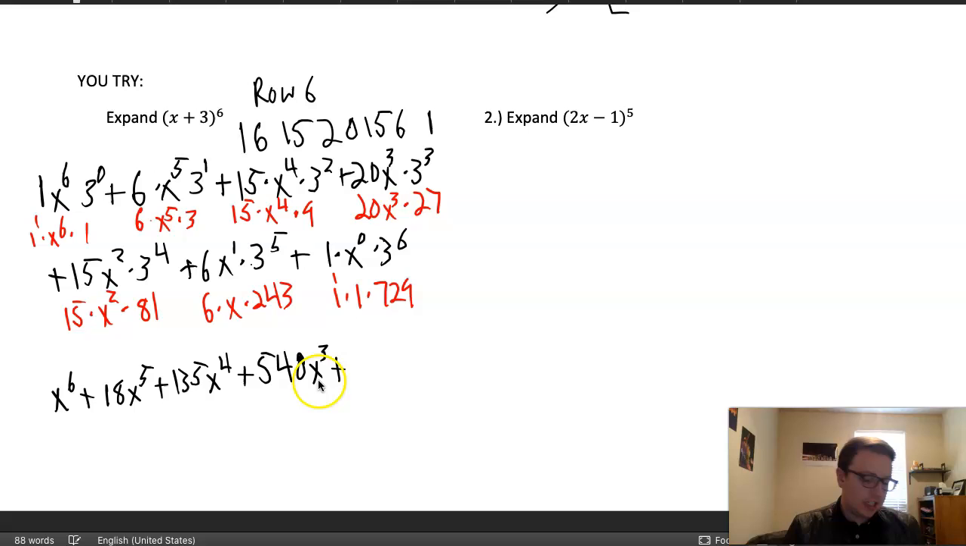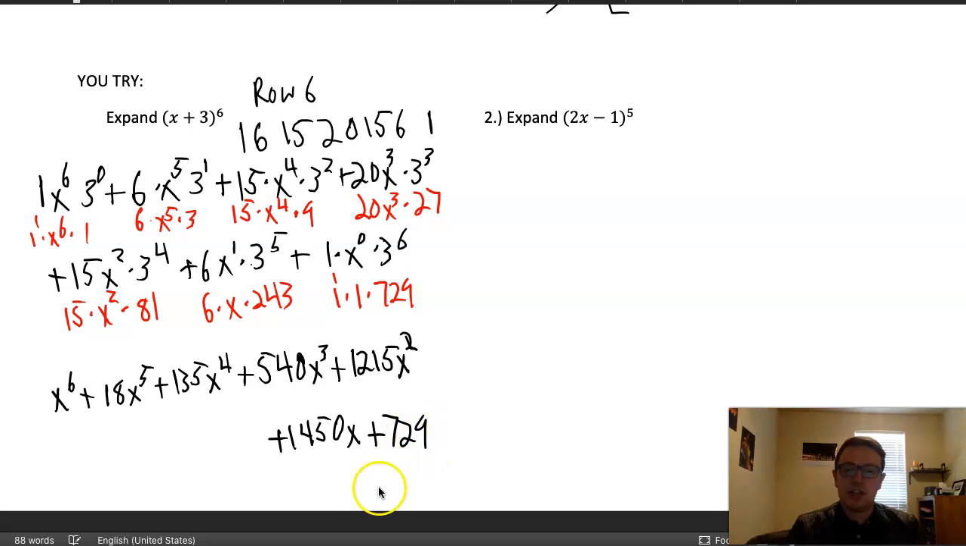Our next term will be 15 times 81. So that is 1215, x squared. Our next one is going to be 6 times 243. So that's going to be 1450. I'm going to write that down here, plus 1450x. And then we have 1 times 729. So that's plus 729. So that's our answer right here.